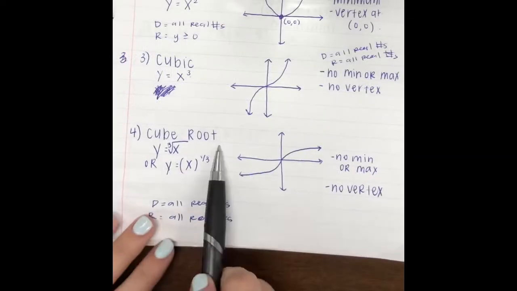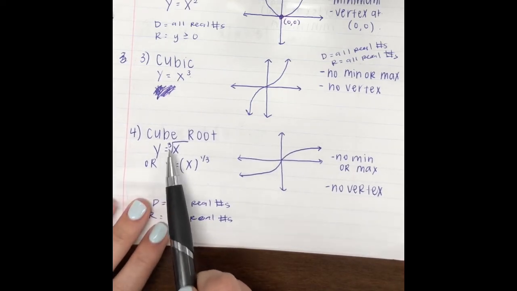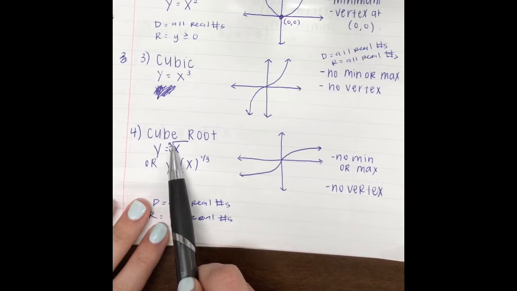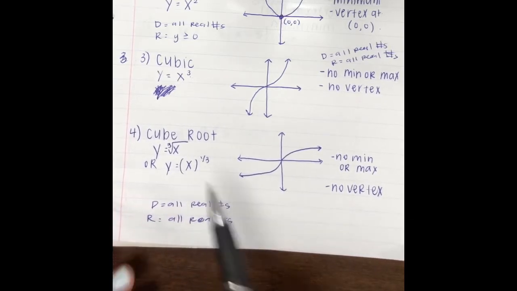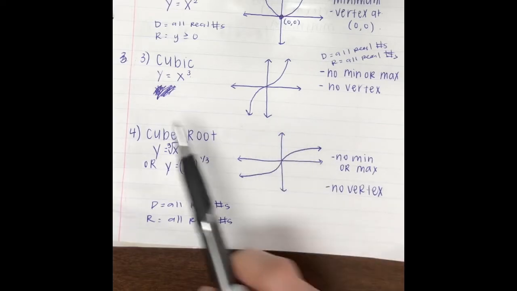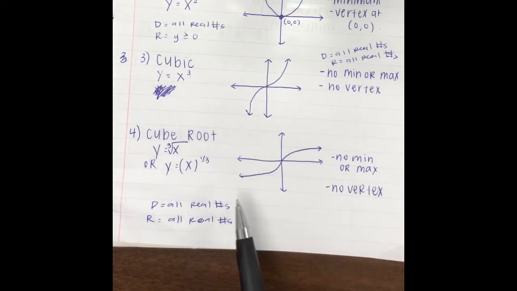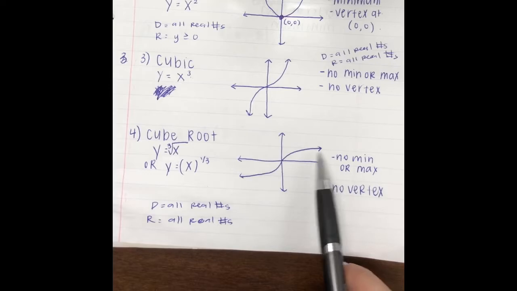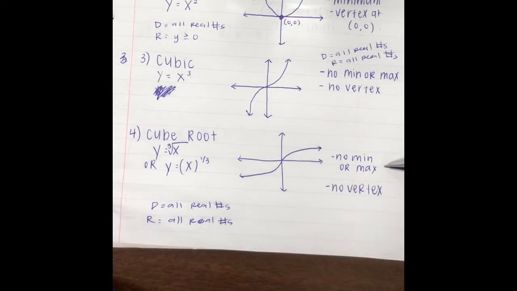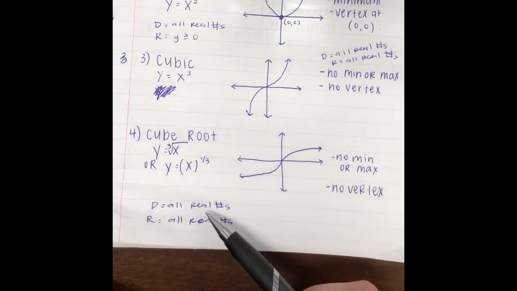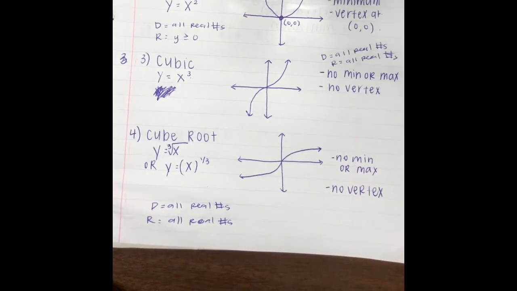Our fourth one is the cube root function, which is y equals the cube root. So it has that little 3 above the little root part, the cube root of x. Or another way you can write it is x raised to the 1/3 power, okay? It looks a lot like the cubic one turned sideways. This is your cube root function graphed. Does not have a minimum or a maximum, no vertex, and it also has all real numbers for the domain and for the range, okay?